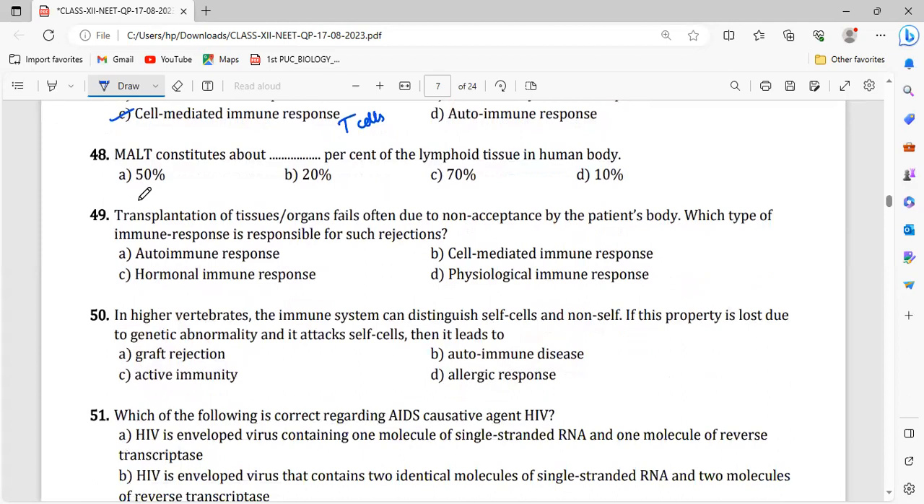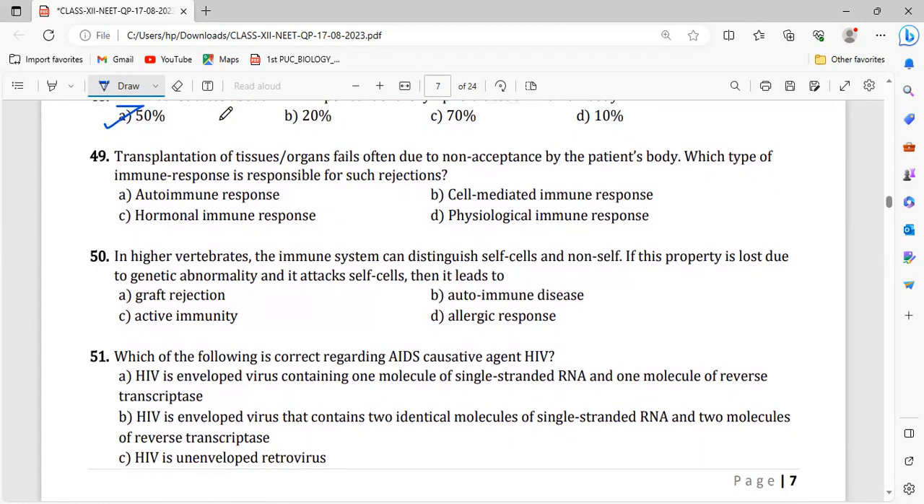Next, 48. MALT constitutes, it's a direct question. 50% of the lymphoid tissue is MALT. MALT is mucosa associated lymphoid tissue. Then 49. Transplantation of tissues or organs fails due to non-acceptance by the patient's body. Which type of immune response is responsible for such rejection? Same type of question, it is cell-mediated immune response.